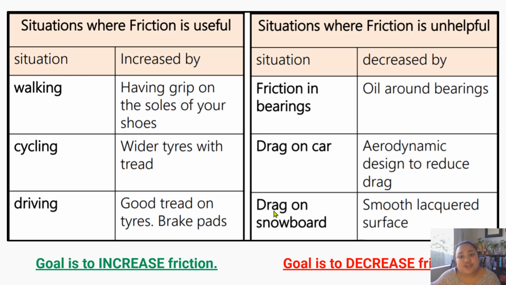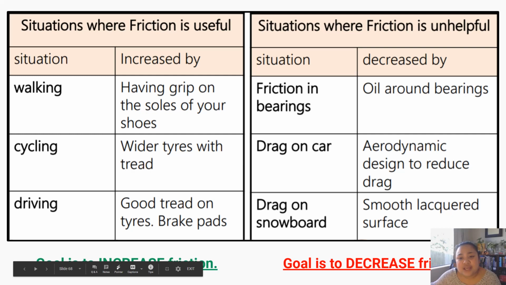The other situation where friction can be unhelpful is when there's drag or friction on a snowboard. Now, why is this unhelpful? When you're on a snowboard, you want to go really fast down a snowy hill. So what companies do is they lacquer the surface of the snowboard to make it smooth. So when friction is unhelpful, the goal is to decrease friction, and we usually do that by decreasing the amount of contact surface between two objects, and we do that by making surfaces smoother, or we oil surfaces.